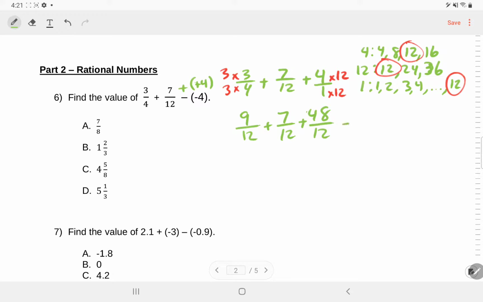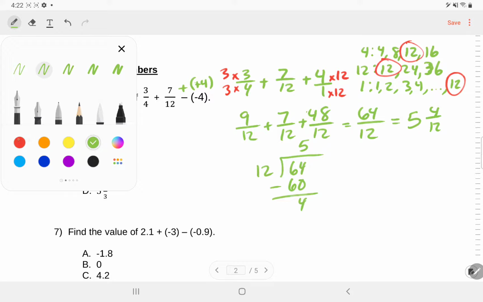So 48 plus 7 plus 9. So 9 plus 7 is 16, and 16 plus 48 is 64. So we have 64 over 12. And if you want to simplify that, we're going to take 64 inside the division house, divided by 12. 12 goes into 64 5 times. That gives us 60. We have a remainder of 4. So we have 5. This is the same thing as 5 and 4/12.